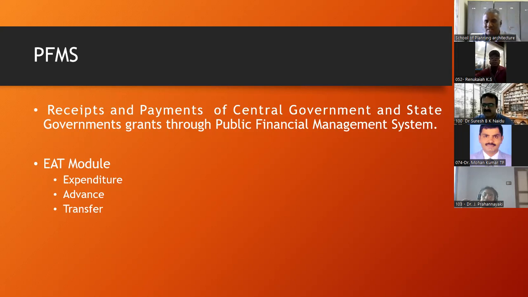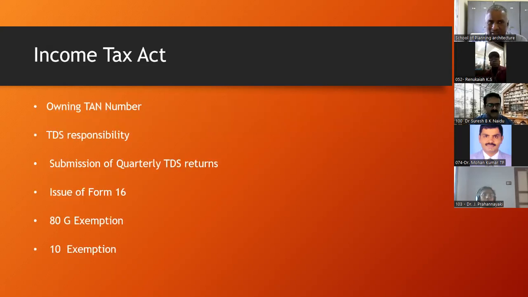What does advance mean? If you want to buy something, sometimes you give advance money. If it is very rare to buy this product, advance is not always permitted in the government system of accounting. Only expenditure is permitted after collecting the bill, or you can transfer money to some other agency to incur the expenditure. So this is a very important EAT model of PFMS.